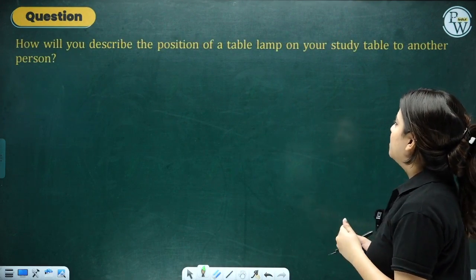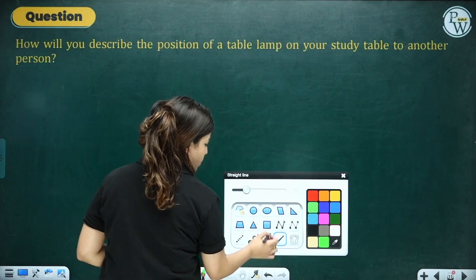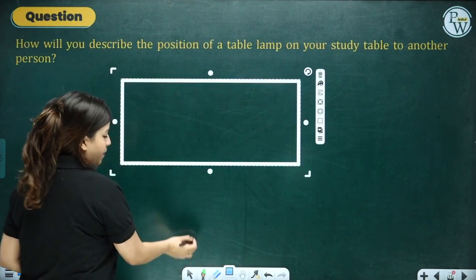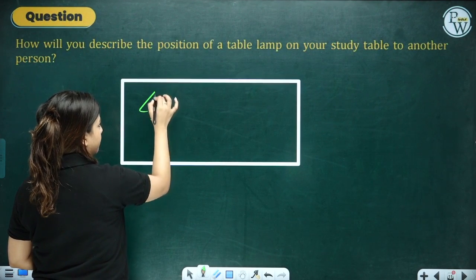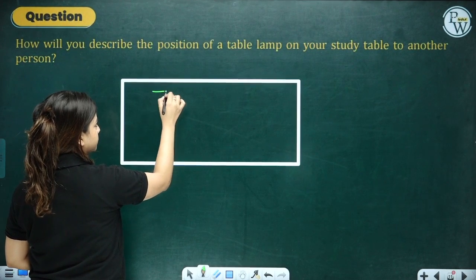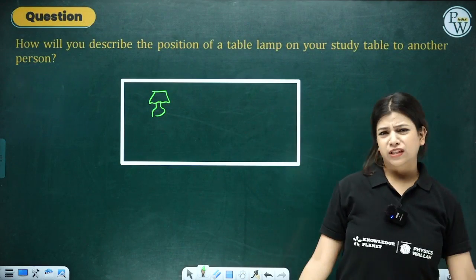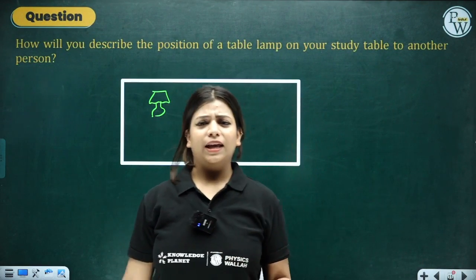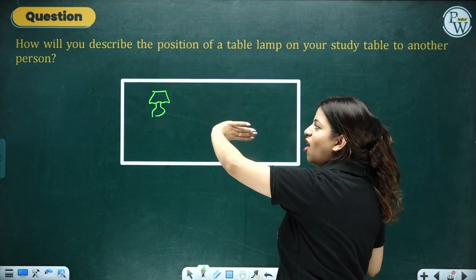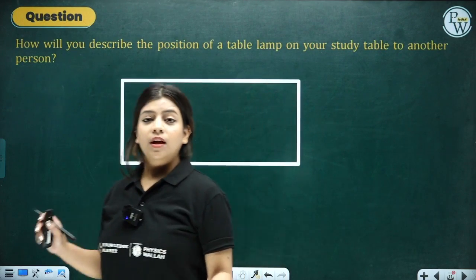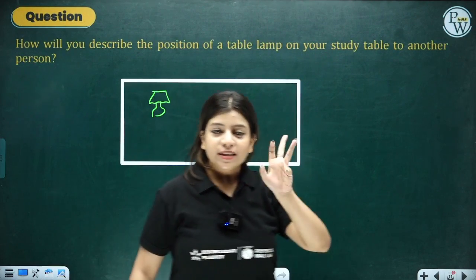All right, how will you describe the position of a table lamp on your study table to another person? There are multiple ways, right? For example, this is your study table, and over here you have a lamp. Now to denote this position to someone, in daily life you can say that this table lamp is located on the extreme left of my table. This is located on the upper right corner. This is located on the upper left corner. So these are all the things that you can choose.